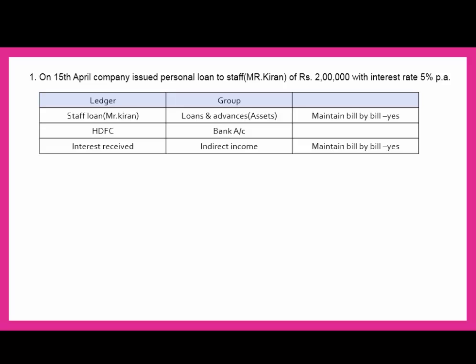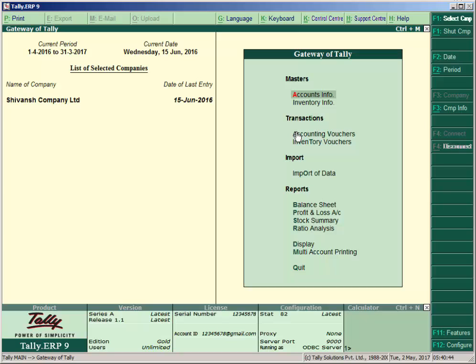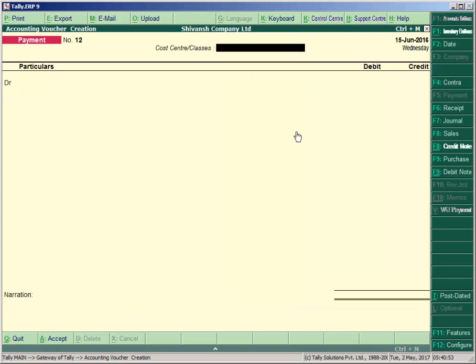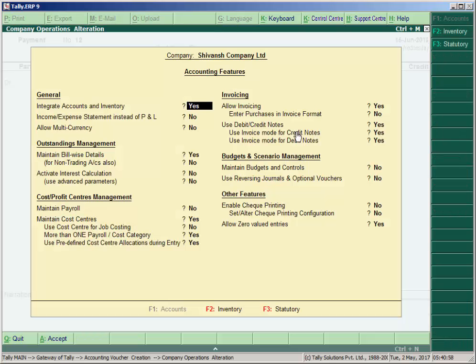When you set the non-trading accounting option to yes in accounting features, at that time, other than the creditors and debtors, the bill by bill option will be activated here. When you make the non-trading accounting option yes, the bill by bill option is available for all types of ledgers. So open your Tally, let's see the transaction.